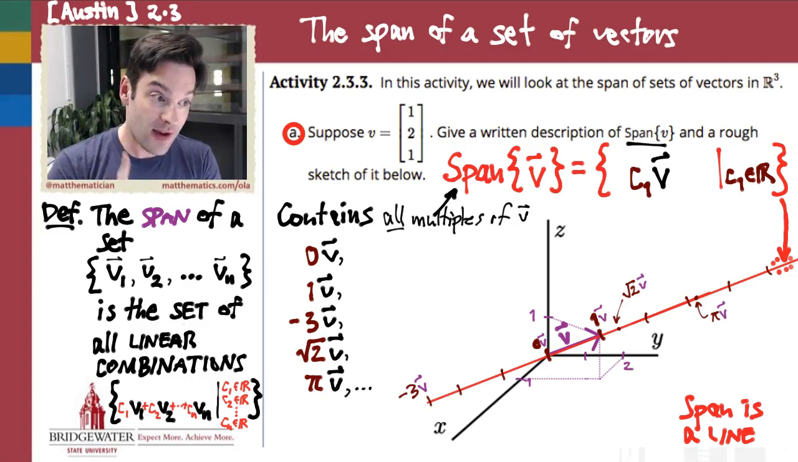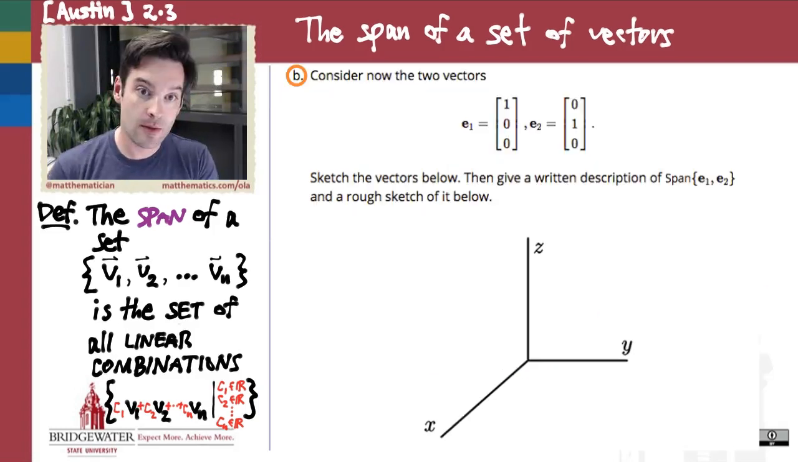So I had this one vector inside of 3 dimensions. When I took the span of the set that only had that one vector in it, that span is a line, parallel to the vector v, passing through the origin. So that's what happened when there was only one vector in the set of which we were taking a span. What happens if I add more than one?